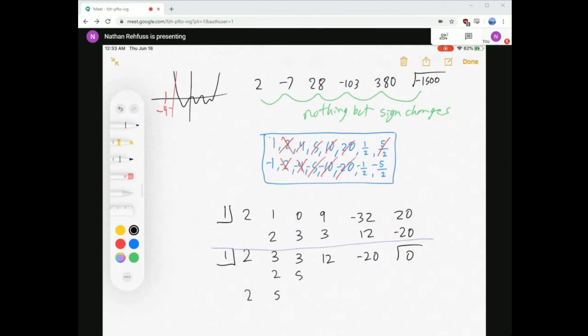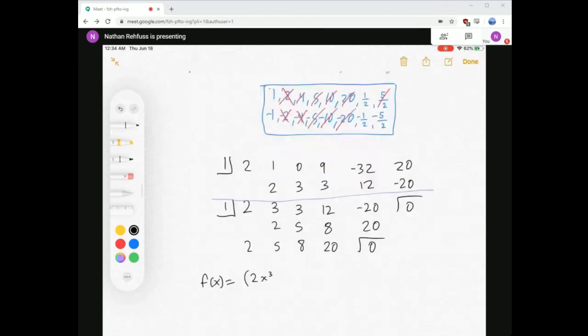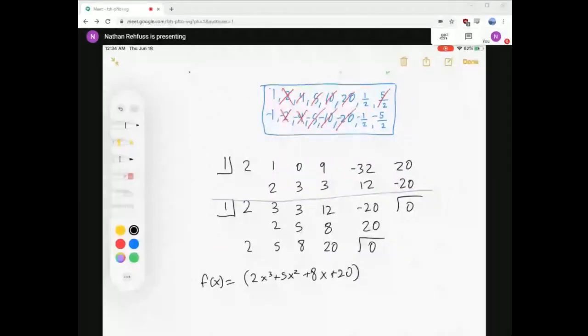Dividing by 1 is really fun. And just like I said it would, the remainder is 0 again. So now I know that f of x equals 2x cubed plus 5x squared plus 8x plus 20 times, whoa, times x minus 1 squared.